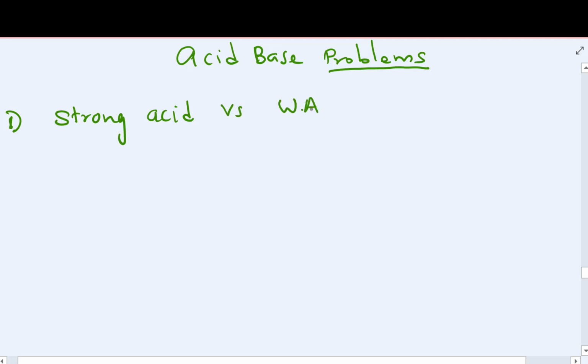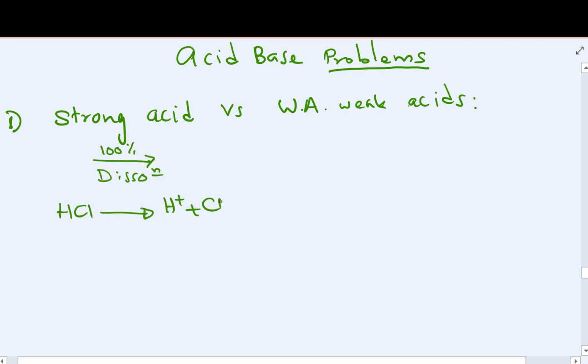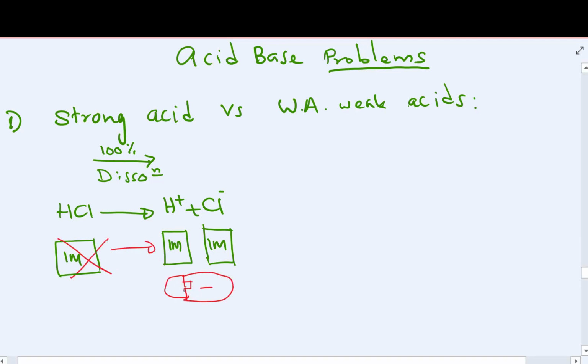Hello, let's look at problems. Acid base, strong acid versus weak acids. Strong acids dissociate 100%, and HCl dissociates into H plus and Cl minus 100%. 1 molar H plus, 1 molar Cl minus, right? That means there's no HCl left over, all in the form of ions.